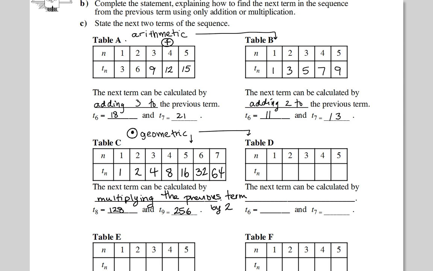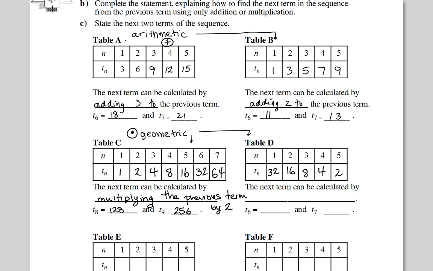Table D starts off with 32 and then goes to 16. So in table C the sequence is increasing, and in table D the sequence is decreasing. So what have we multiplied by? Remember, we don't divide. What have we multiplied by to go from 32 to 16? It has to be a fraction, right? Some of you are saying the decimal, but the fraction is 1/2. Good. So from 32 to 16, you must have multiplied by 1/2. So basically you're dividing by 2, but it's just multiplying by 1/2. So the next terms will be 8 and then 4 and then 2.